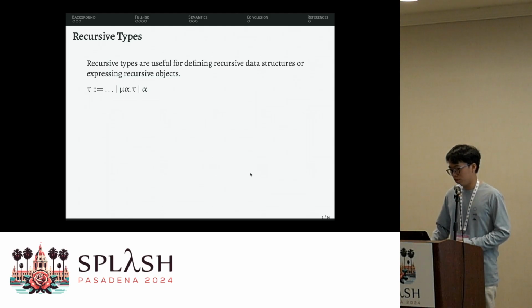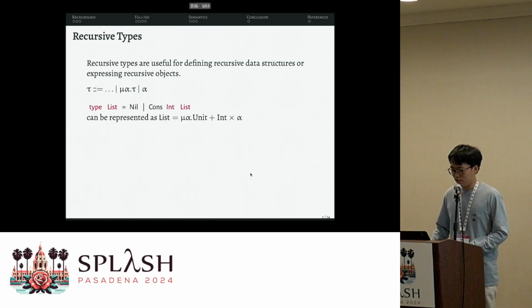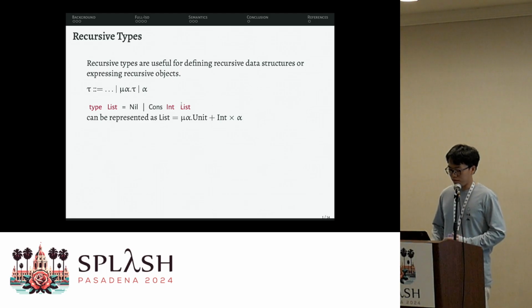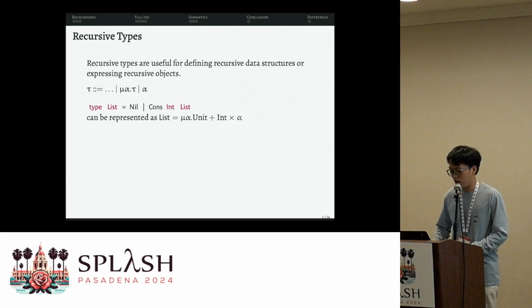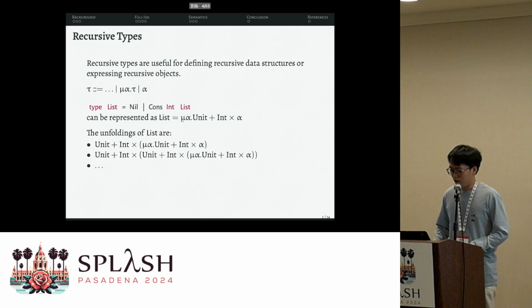Recursive types are useful for defining recursive data structures or expressing recursive objects. Here is a data type list, which is recursively defined in a way that you have this list in the cons constructor. You can encode it using recursive types, where this recursive occurrence of list is represented as a recursive variable alpha, bound by this recursive binder mu. And you can do unfoldings for recursive types by substituting the recursive variable with the whole recursive type. Like you can do one-time unfolding, two-time unfolding, and so on.